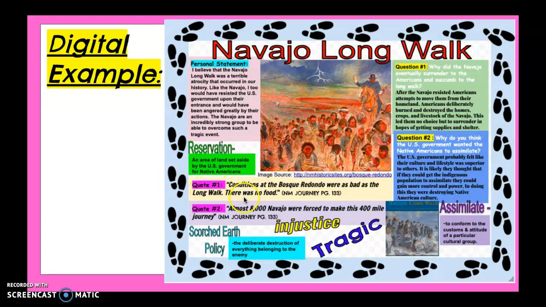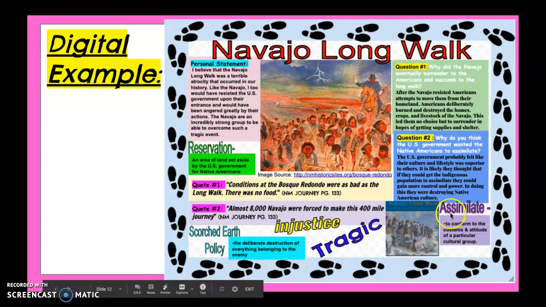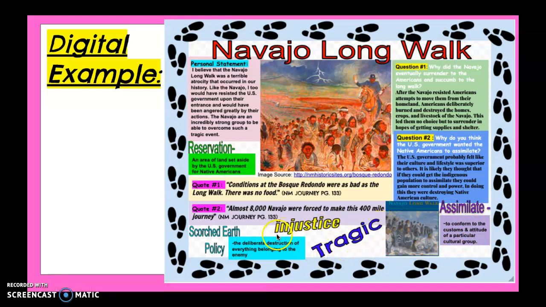2 quotes, quote number 1, here's my page number. Quote number 2, here's my page number. My personal statement, okay, this is my response to the reading and the topic. My key terms, so I have 3 that I've defined. Reservation, here's the definition. Scorched earth policy, definition. Assimilate, definition. And then 2 other words that I don't have to define. Tragic, injustice, words that relate to this topic.